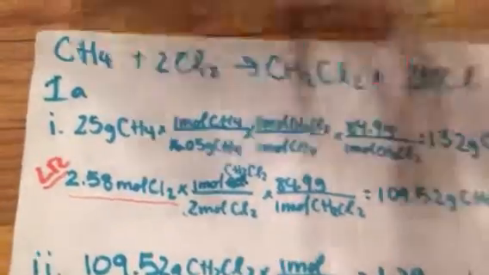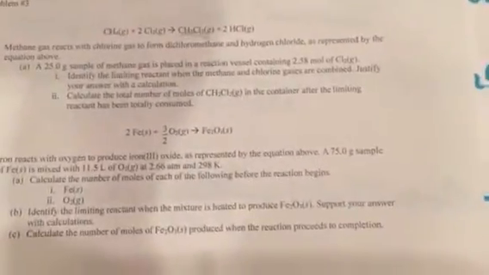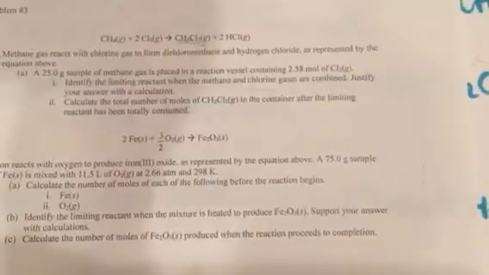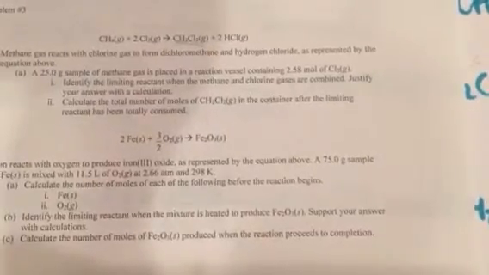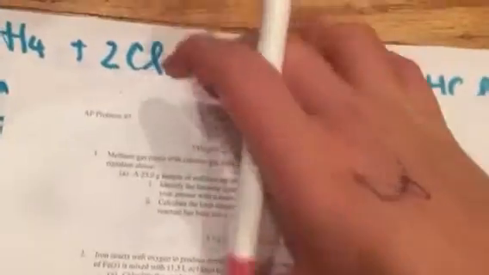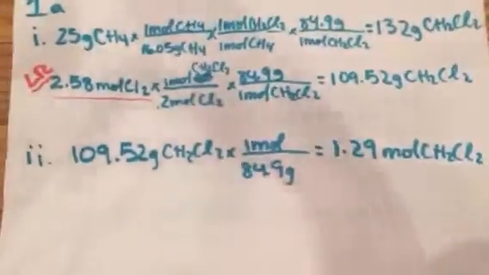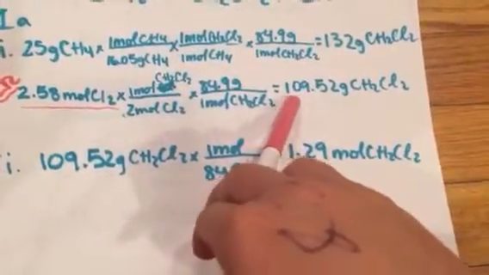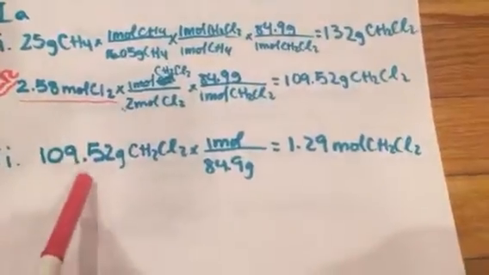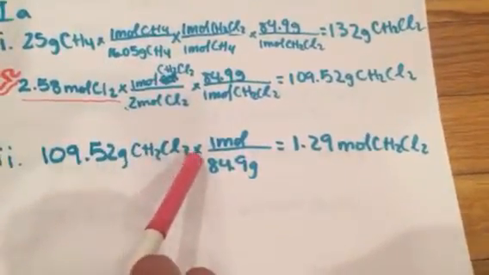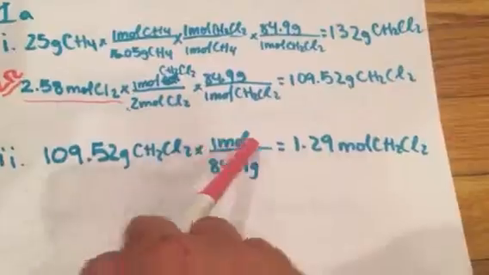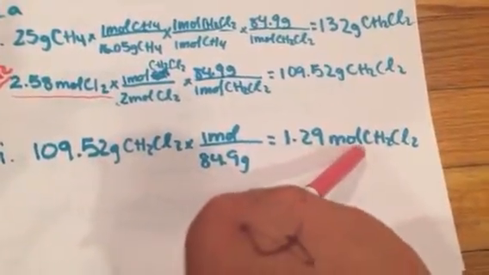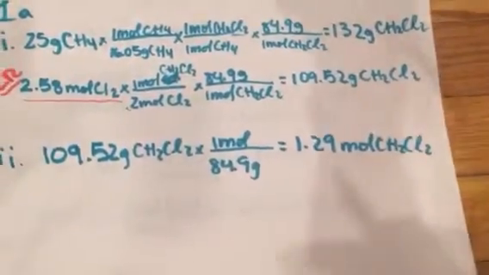Alright, so the second part of A is calculate the total number of moles of CH2Cl2 in the container after the limiting reactant has been totally consumed. So, let's pick this up. Okay, so part 2, we use the limiting reactant's answer here. We're going to use 109.52 grams of CH2Cl2. We're going to convert that into moles. It's going to give us 1.29 moles of CH2Cl2, and that's our answer.